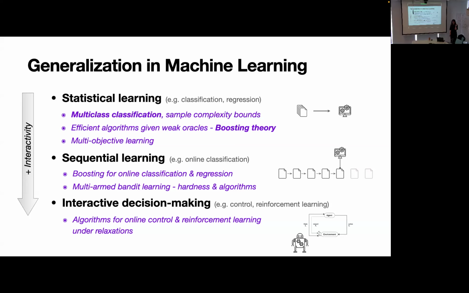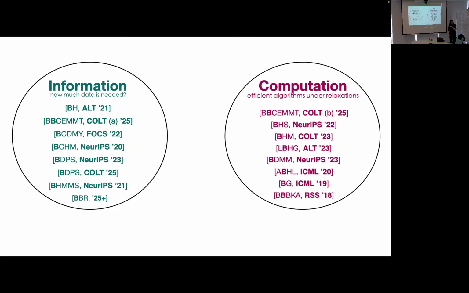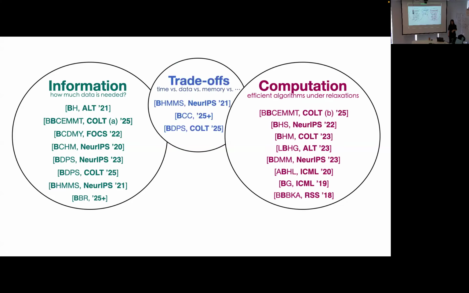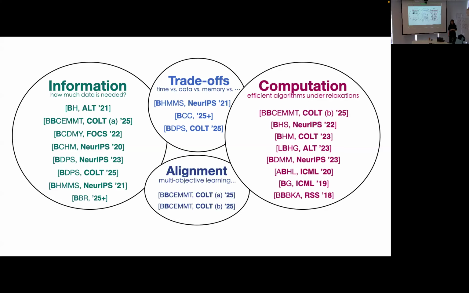So as a different perspective on these works, I want to give another categorization, where a lot of my work is focused on the information or statistical side of things, essentially saying how much data is needed to learn. The complementary aspect of that is the algorithmic or computational side, which is designing and developing algorithms, maybe under some relaxation. I've worked on trade-offs between the different constraints: time, data, maybe memory, or other resources that we have. And some works on alignment or multi-objective learning, where we have different criteria, or we want to design an algorithm to be better suited to a user-desired behavior.